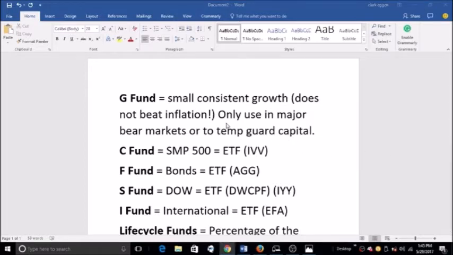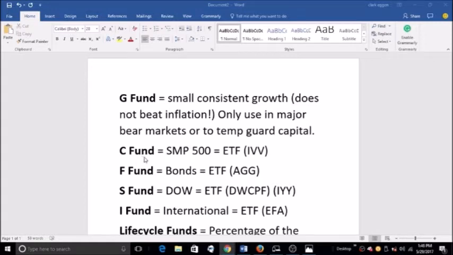Your G fund is very small, consistent growth. From my perspective, it doesn't really beat inflation. I typically only use it in bear markets or to guard capital when the markets are going down. These assets are managed by the Federal Retirement Thrift Savings Board. It's basically U.S. Treasury securities that are guaranteed by the U.S. government.